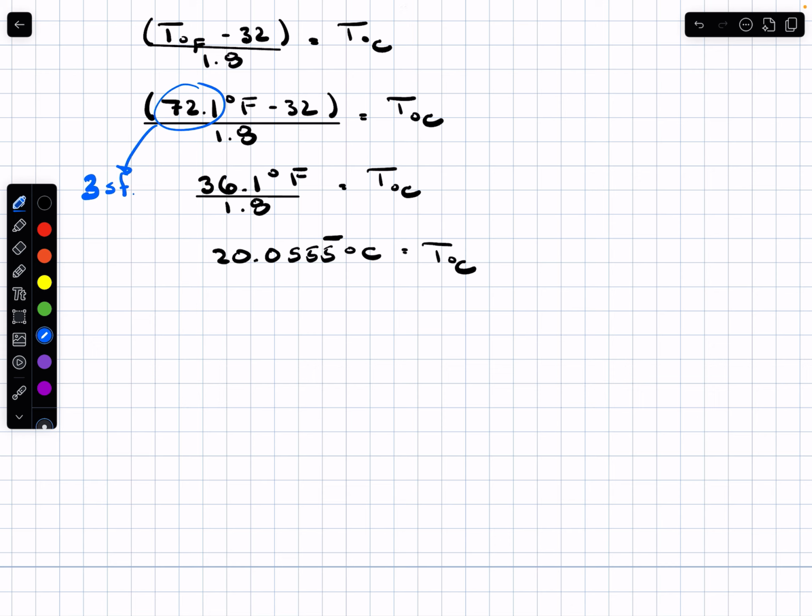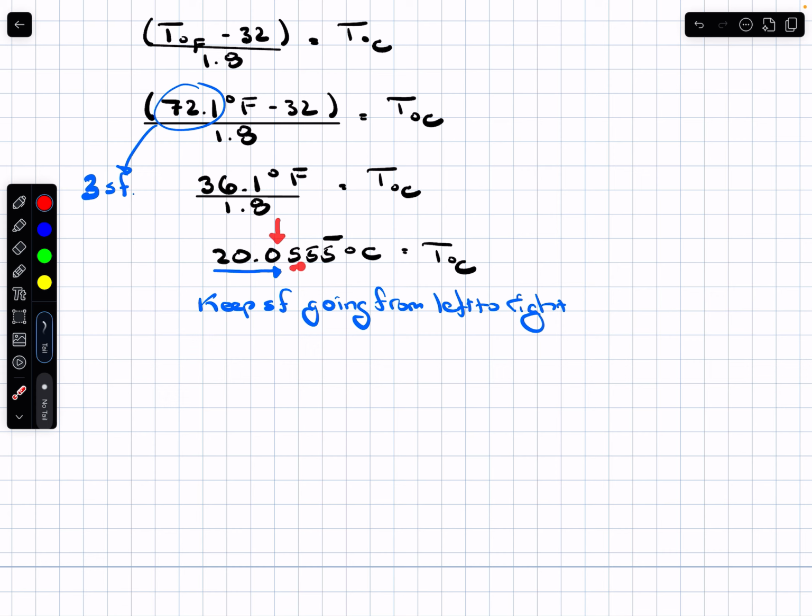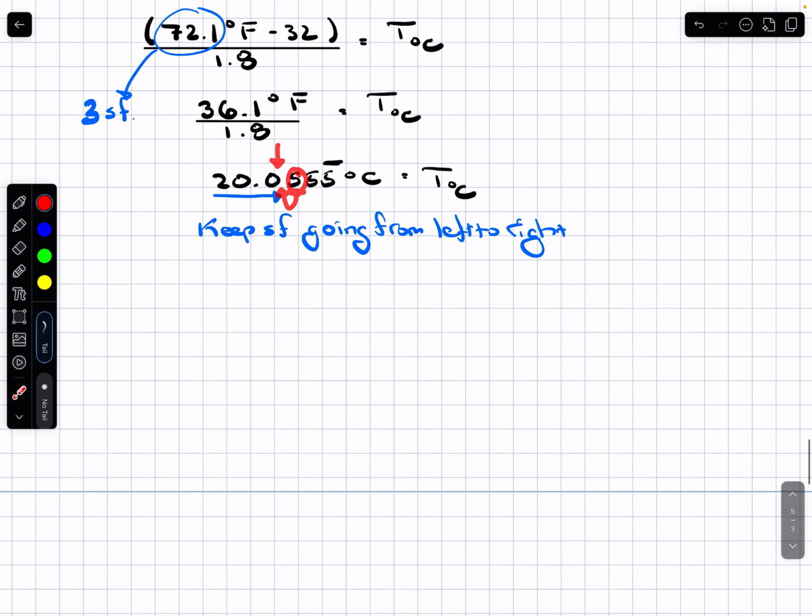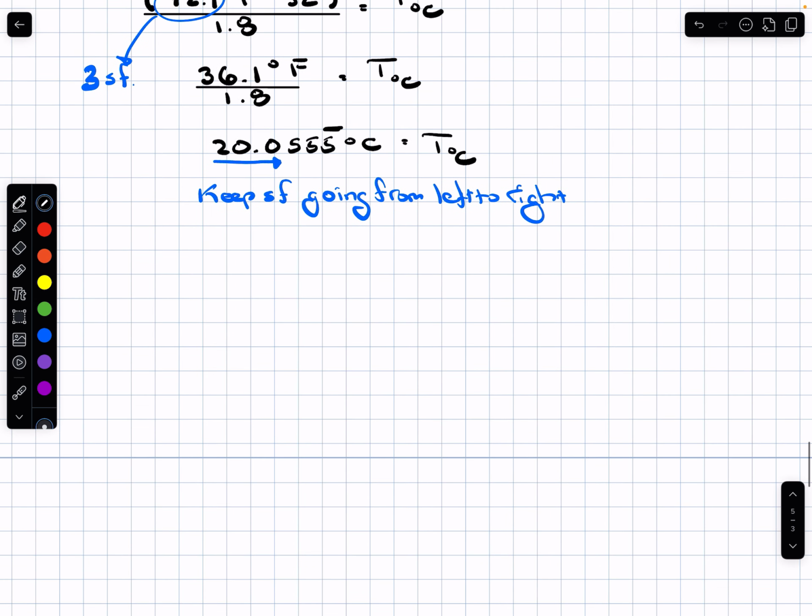Remember, we're going to keep sig figs going from left to right. So we're going to have to use our rounding rules here. We're going to have to round to the tenths place. We've got a 5 in front of there. So what I'm going to do is round that up. So the temperature in degrees Celsius is 20.1 degrees Celsius.